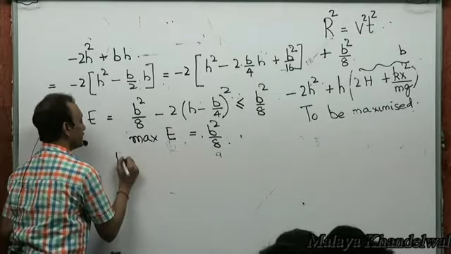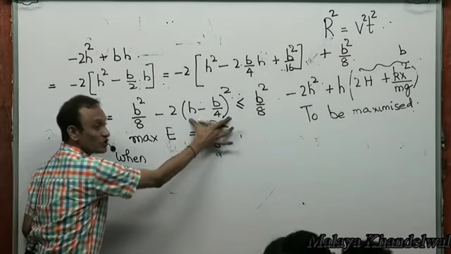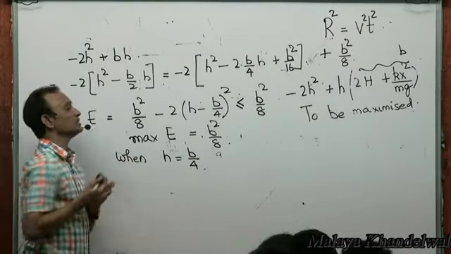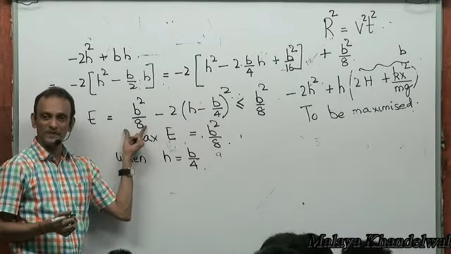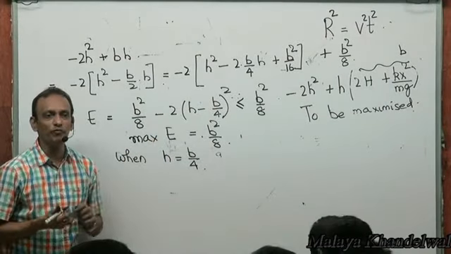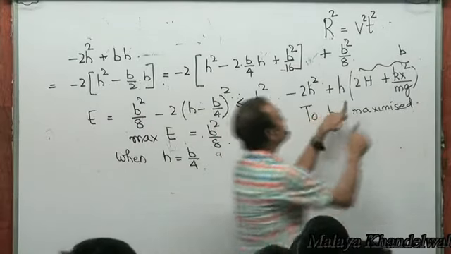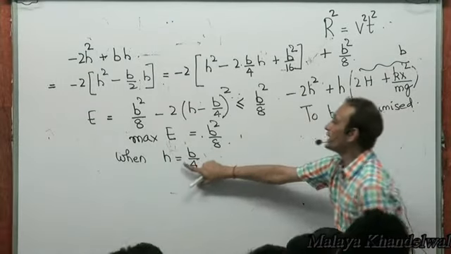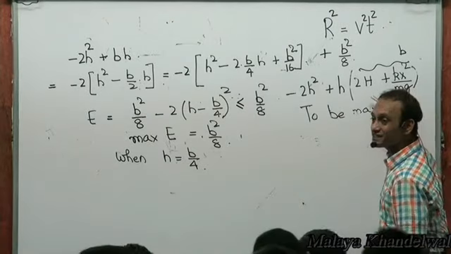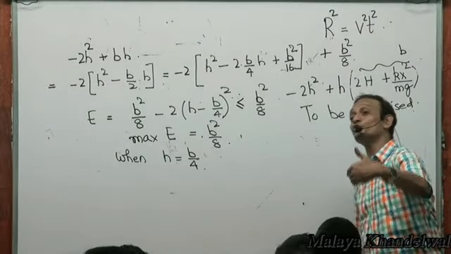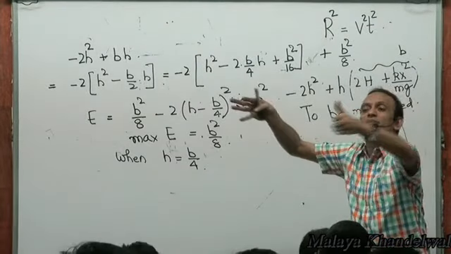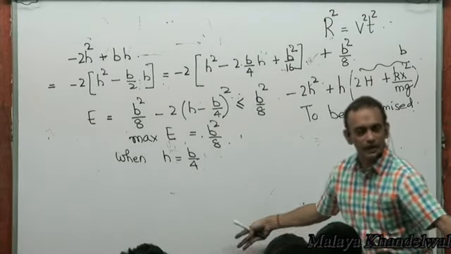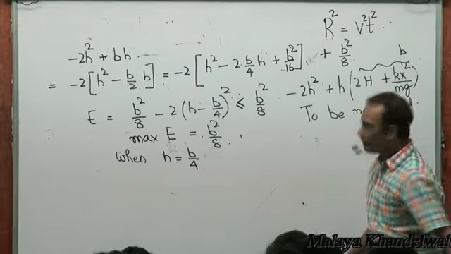And when does it happen? This happens when this is 0, when h is b by 4. When this is 0, this will become b squared by 8. That means when h is b by 4, where b we chose as this. Yes or no? Do you all understand this? So at h equal to b by 4, where b is this, the range obtained is going to be a maximum. In that expression for range, plug in h equal to b by 4 to get the R max. Clear? Where b is this number.